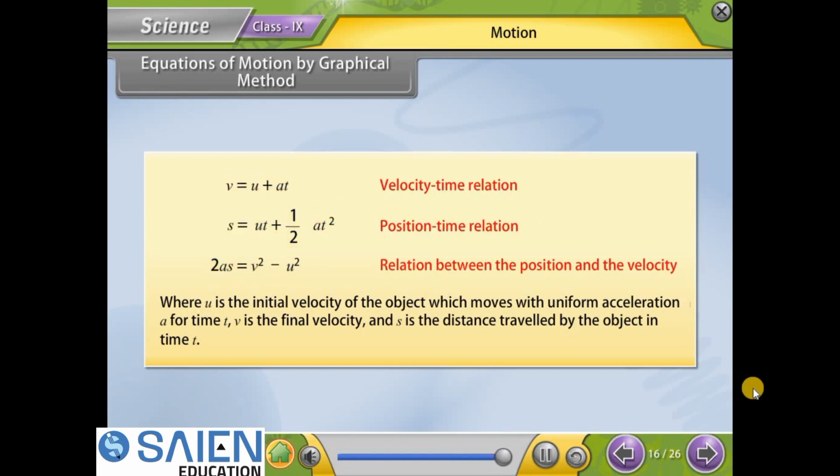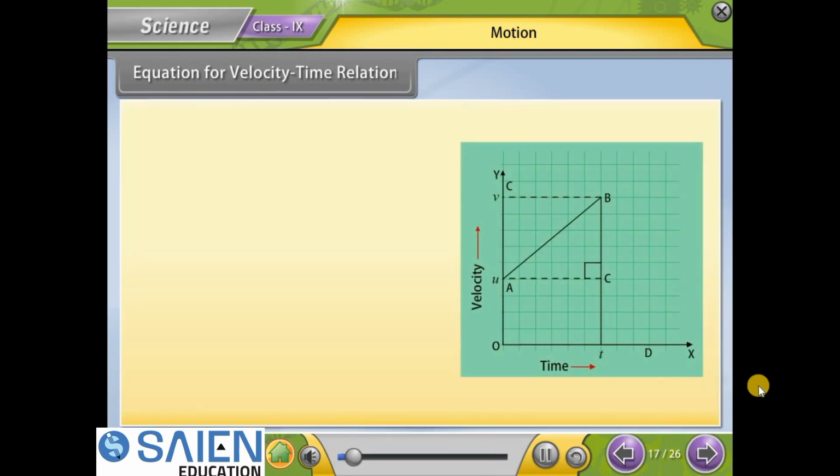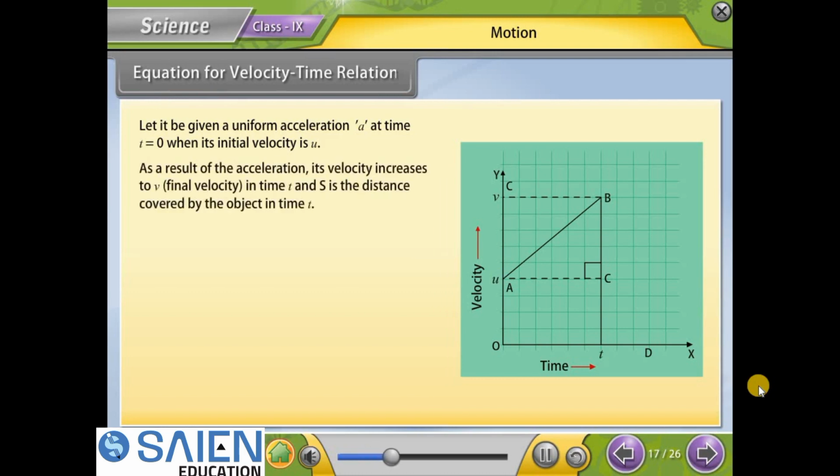Let us go through them one by one. Equation for velocity-time relation. Consider an object moving with a uniform velocity u in a straight line. Let it be given a uniform acceleration a at time t is equal to 0 when its initial velocity is u. As a result of the acceleration, its velocity increases to v, final velocity in time t, and s is the distance covered by the object in time t. The figure shows the velocity-time graph of the motion of the object.